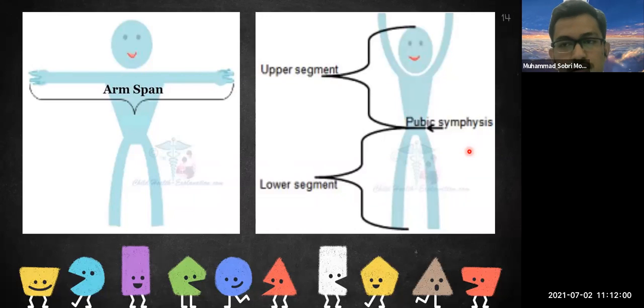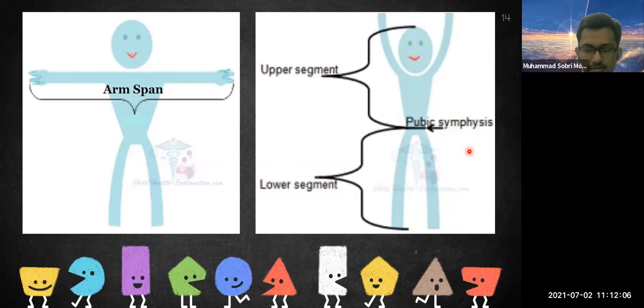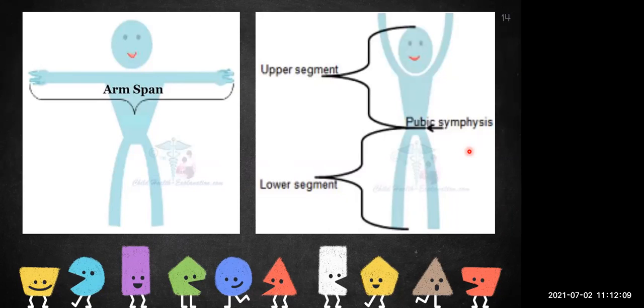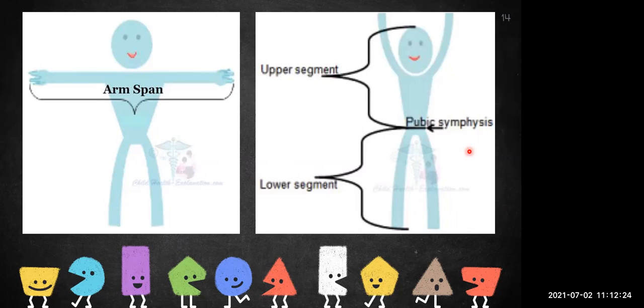For an adult, about 1.0. So upper segment and lower segment should be equal. Usually from about 8 years old and above, your upper segment and lower segment should be equal. But in younger children, the upper segment will be higher. That's why the ratio will be more than 1.